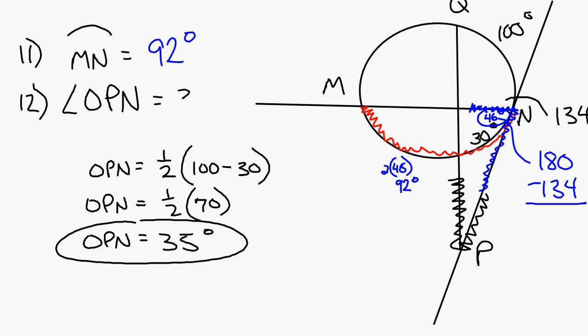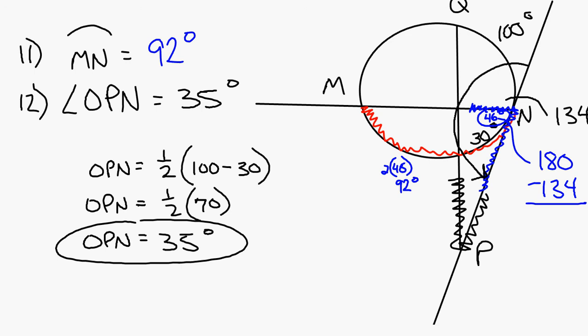Anybody have any questions from that study guide? Where did you get the 2 times the 46? Alright, see this blue angle here, the 46 degree angle? These two are a linear pair. So if you take 180 and you subtract this 134, you're left with 46.